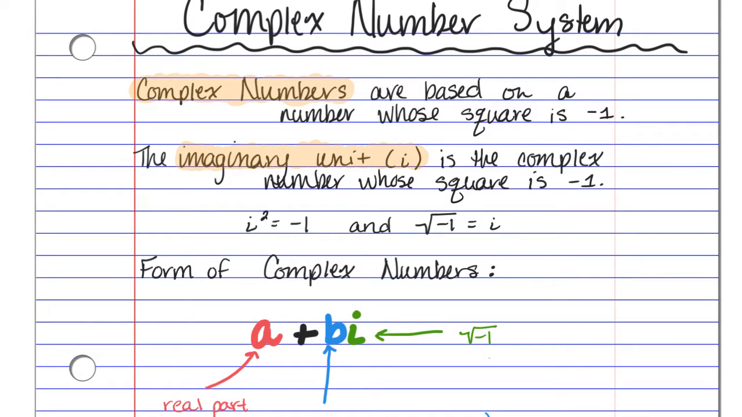Today we are going to take a look at the complex number system. Complex numbers are numbers that are rational or irrational, but they do have a complex or imaginary component to them. When we're working with complex numbers, we're also using this imaginary unit i, which represents the square root of -1. So complex numbers are based on numbers that have a square value of -1.